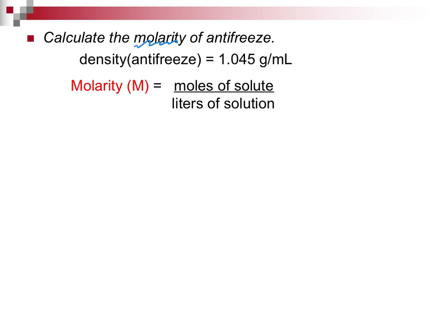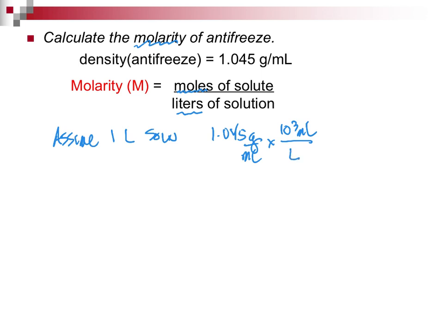If we remember from Chemistry 1210, molarity is the moles of solute divided by the liters of solution. What you do to solve this problem is assume 1 liter of solution. And that tells you that the density is 1045 grams per mL. We know that there are 10 to the third mLs for every liter of solution, and that will give us 1045 grams per liter of solution.